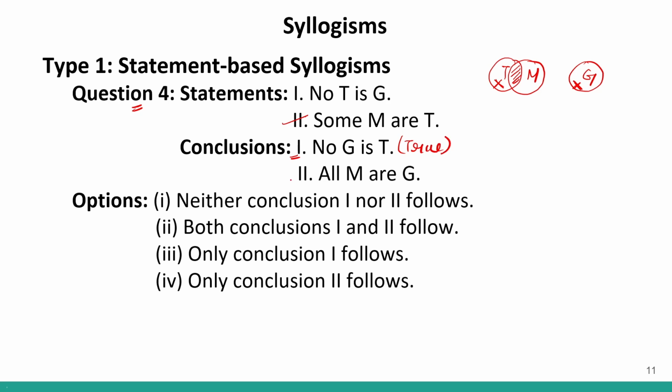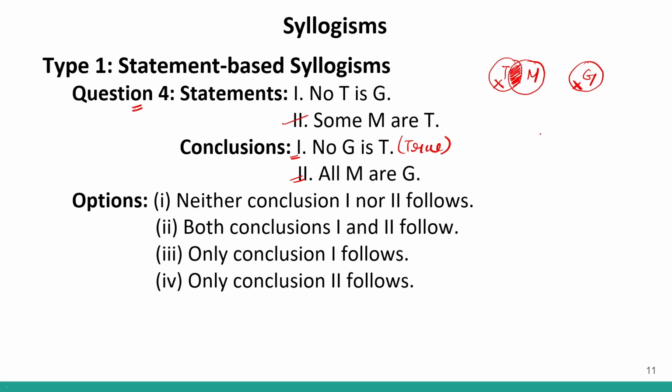Conclusion number 2 says all M are G. This cannot be true because this portion of M is basically a part of T and we cannot overlap T and G. So, there will always be a certain portion of M that will not be G. Correct?